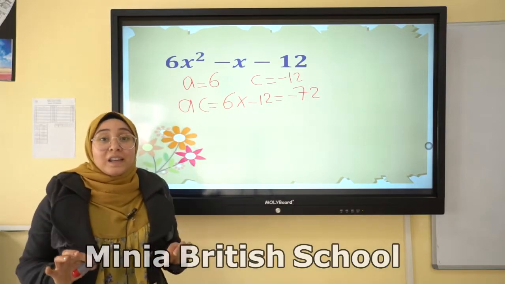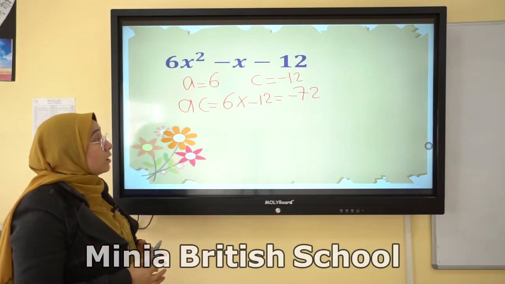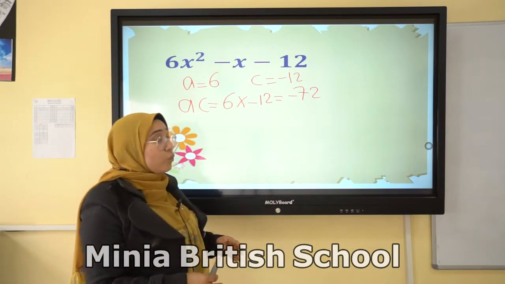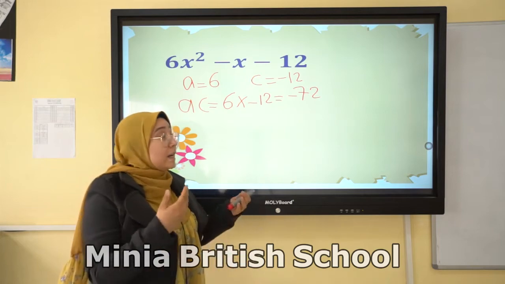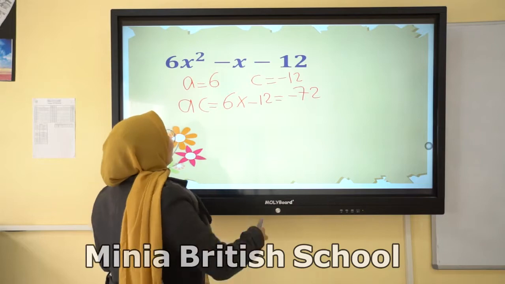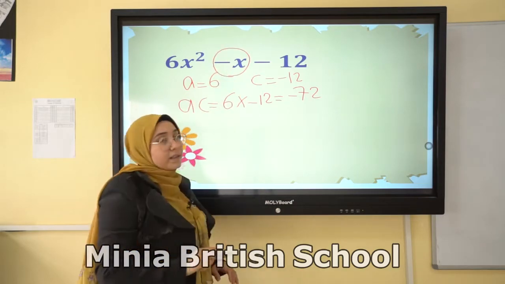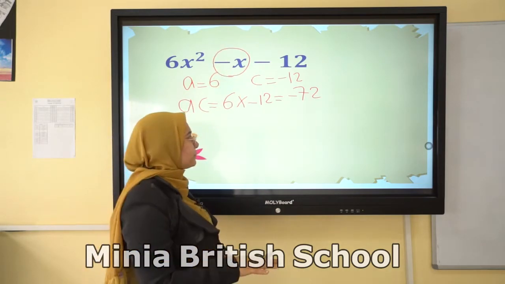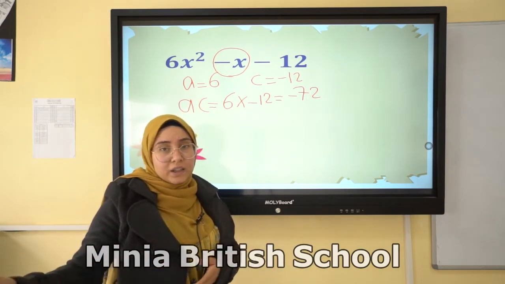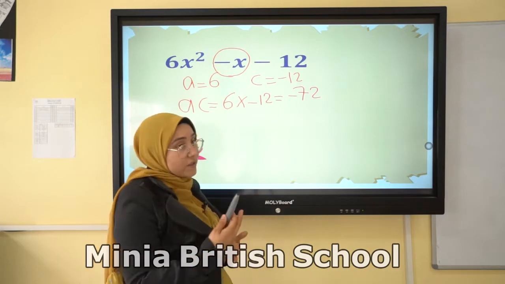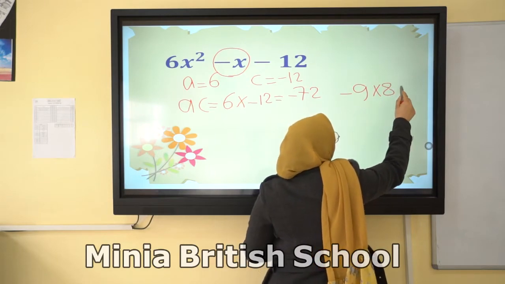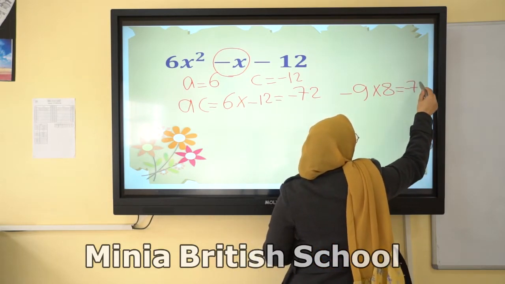Now I need to search for two numbers whose product equals negative 72 and their sum equals negative 1, the coefficient of x. Okay, negative 72, two numbers. Yes, 9 times 8 equals 72, but I need negative 72. So you can say negative 9 times 8 equals negative 72.